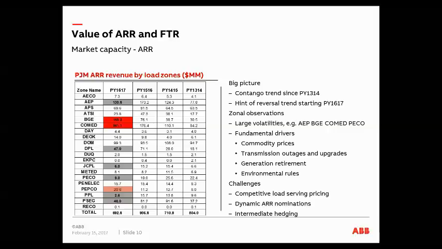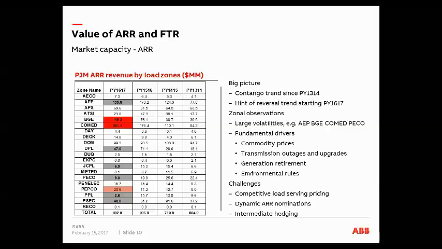There are fundamental drivers behind that. It's driven by commodity prices related to extreme weather events. It's also correlated to transmission upgrades and outages, some generation retirement, and some environmental rules. So that brings up challenges to the market participant, especially load-serving entities. In this environment, load-serving entities may need to deal with more competitive load-serving pricing, and more dynamic ARR nominations. You may not be able to use the same ARR nomination as you used last year because you may suffer an obligation charge.